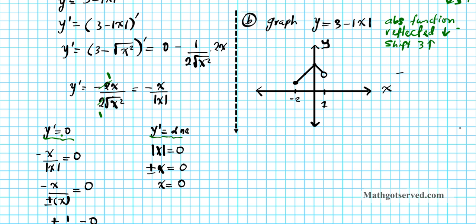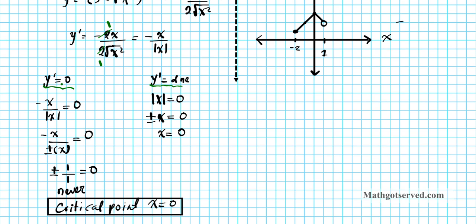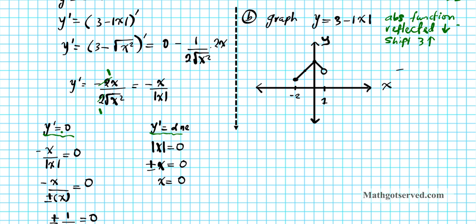In this graph, the critical point is at x equals 0. So that clearly looks like an extrema. So we're going to look at the critical point. So this is part C. We're going to look at the critical point.